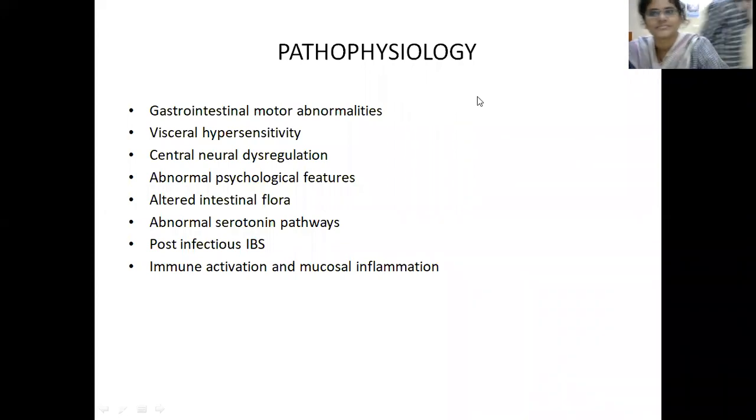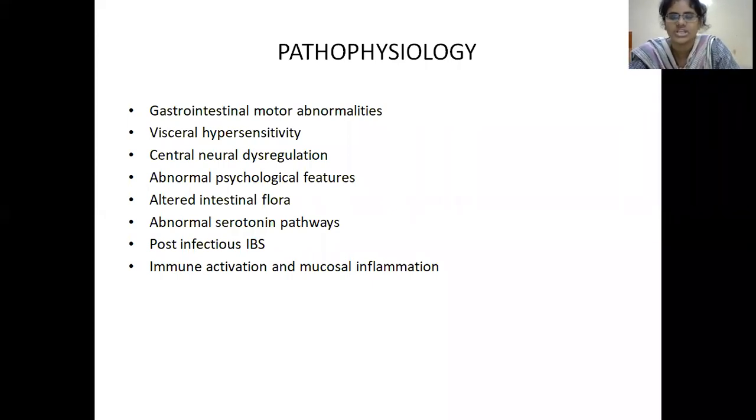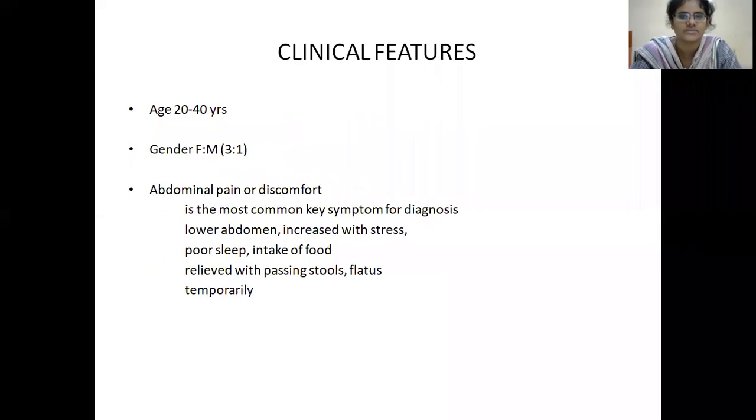Followed by the altered intestinal flora, that is the bacterial overgrowth, and the abnormal serotonin pathway. This serotonin is usually important for the visceral sensations, and then post-infectious IBS. Post-infectious IBS can be seen after certain GI infections caused by Campylobacter, Shigella, Salmonella, and also immune activation and mucosal inflammation.